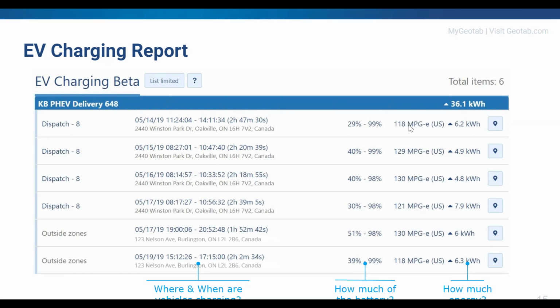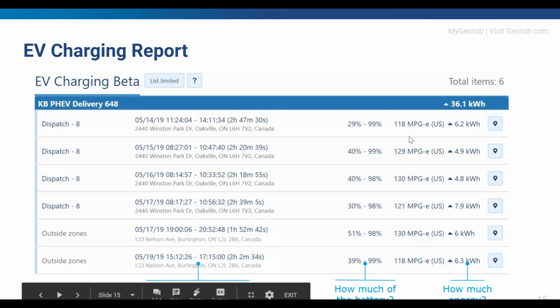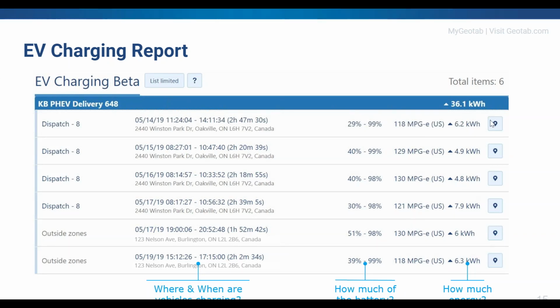And this value here, this 118, 129 miles per gallon equivalent, is essentially the total electric energy economy you're getting between charging sessions. So since the last charging, this is the economy value I got. So that kind of gives a comparable value. You can see how that's changing over time in a quick view here. The last thing to point out is when you click on this little icon here, it takes you over to the map and you can see the location of where this vehicle charged for this charging session.